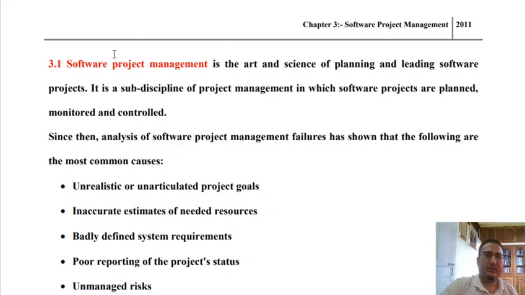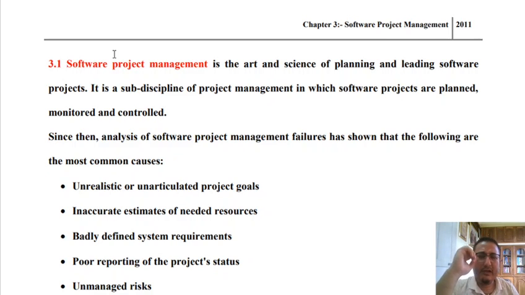So, in today's class, we're going to start with the third chapter, that is software project management. Software project management is an art and a science of planning and steering a software project to success. It's a subdiscipline of project management in which software products are being planned, monitored, and controlled. These are the three important activities that are executed: planning, monitoring, and control.